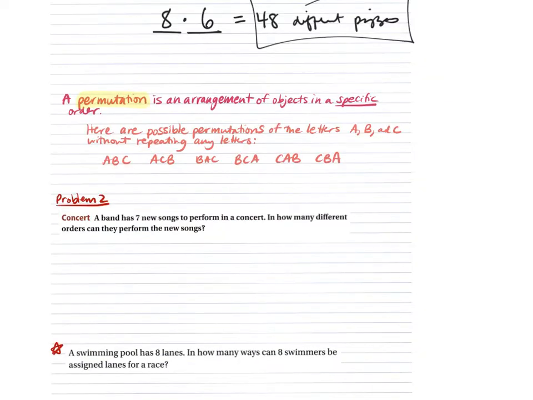Okay, so a band has 7 new songs to perform in a concert. In how many different orders can they perform the new songs? The songs being played don't have anything to do with the song before or after it, so they're independent. So we can use the multiplication counting principle.